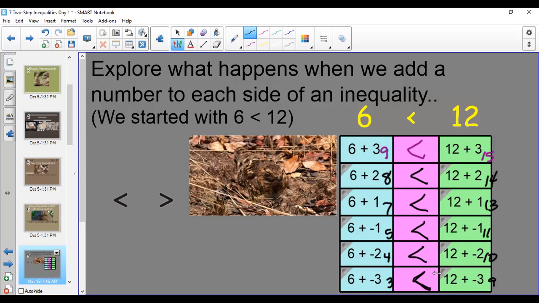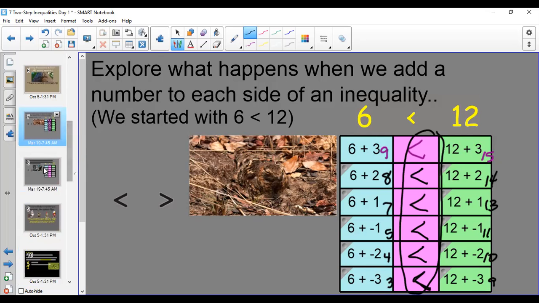So what you can see here is if we added a number to each side, whether it was positive or negative, it did not matter to the symbol. It still stayed less than. Nothing changed. So keep that in mind. If we add a positive or if we add a negative to both sides, the symbol will always stay the same.